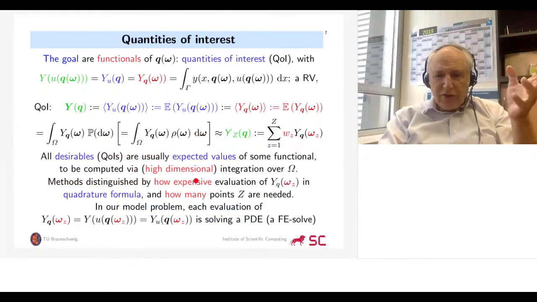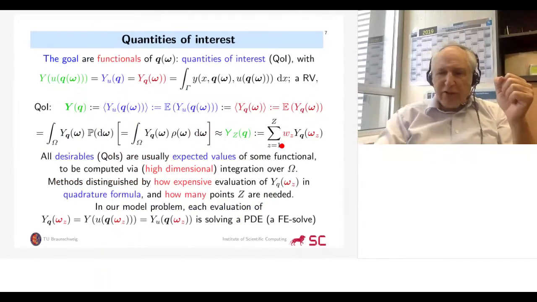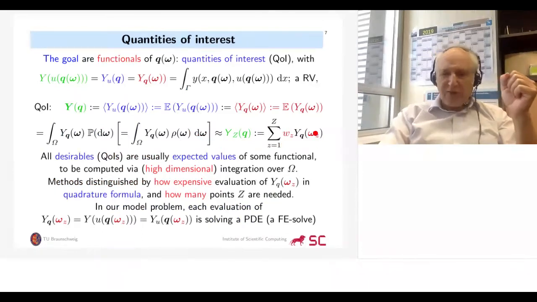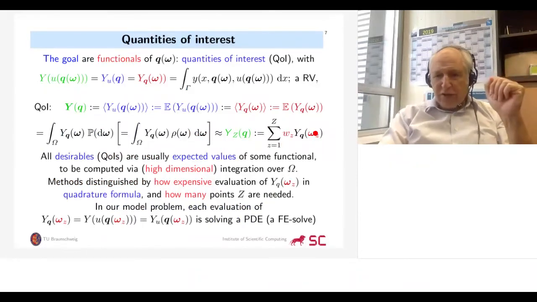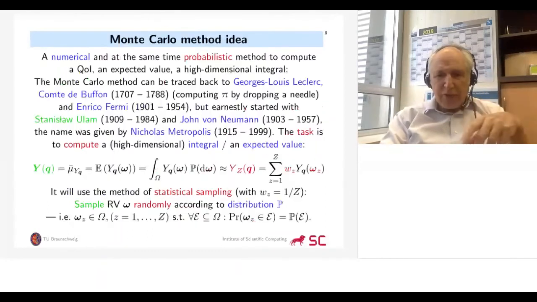It turns out to be a high dimensional integral. And this can be quite expensive to compute because there are many dimensions on one hand, and on the other hand, because the integrand is expensive. Every time you have to solve a partial differential equation, okay? And we'll look at both of these things on how to make this simpler, okay? Each evaluation is solving a PDE in this example, which I'm taking.